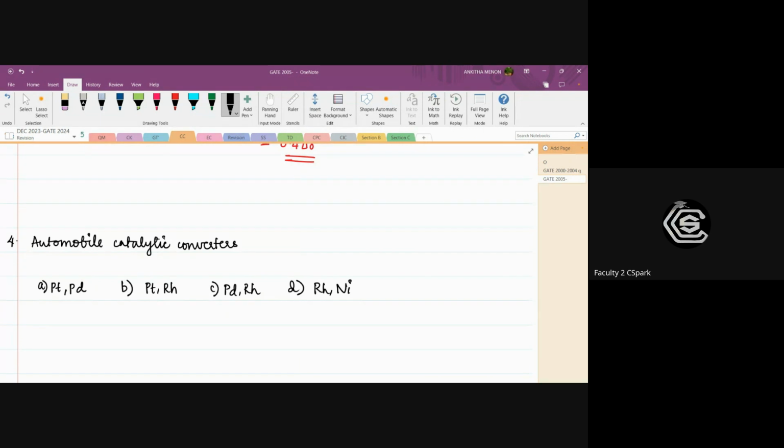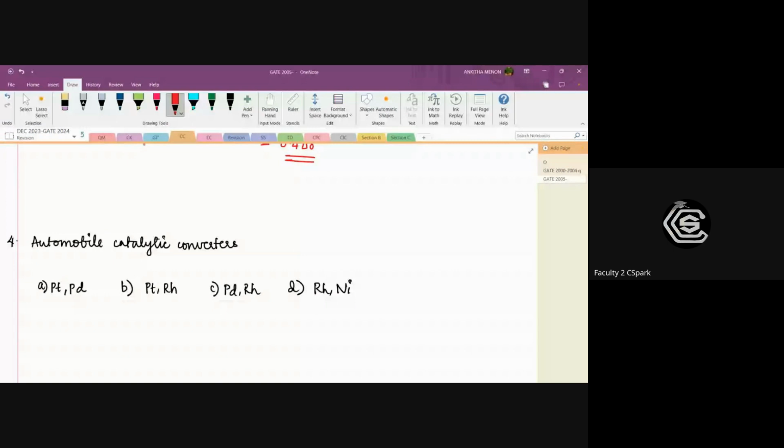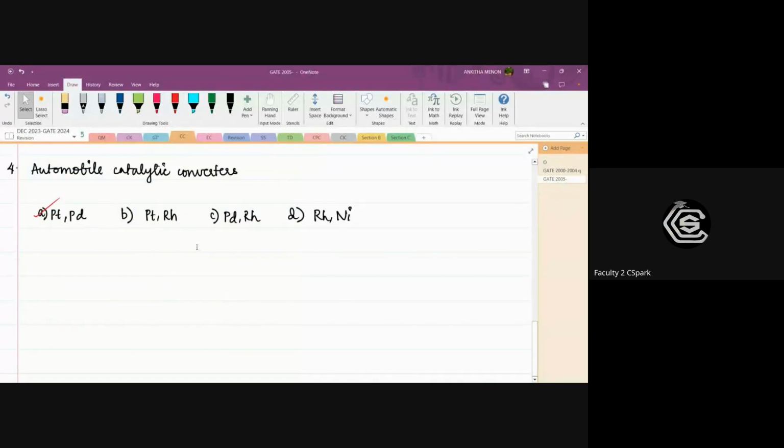What do you think? Which of these will the automobile industry use the most? Which out of these do you think are the best catalysts? Who are the best catalysts? Palladium, platinum. Okay, when you start working in the lab, you will understand. It is palladium, platinum. Yeah, okay.